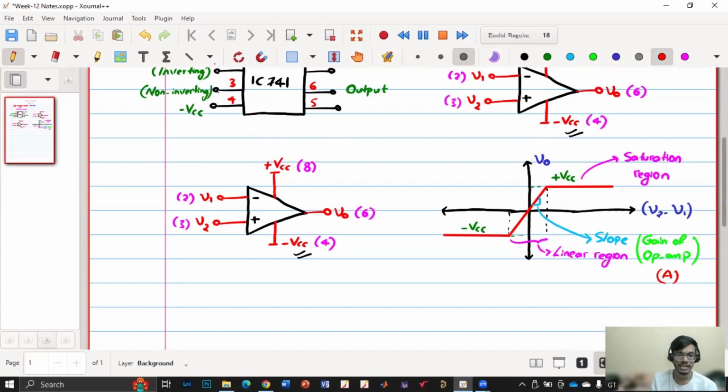So what happens if the gain is high? If the gain is high, then the linear region will be small. And if the gain is small, then the linear region will be high. If the op amp is operating as an amplifier, it operates in the linear region. If the op amp is operating like a comparator, then it operates in the saturation region. So for a comparator, the linear region should be small. For an amplifier, the linear region should be more.